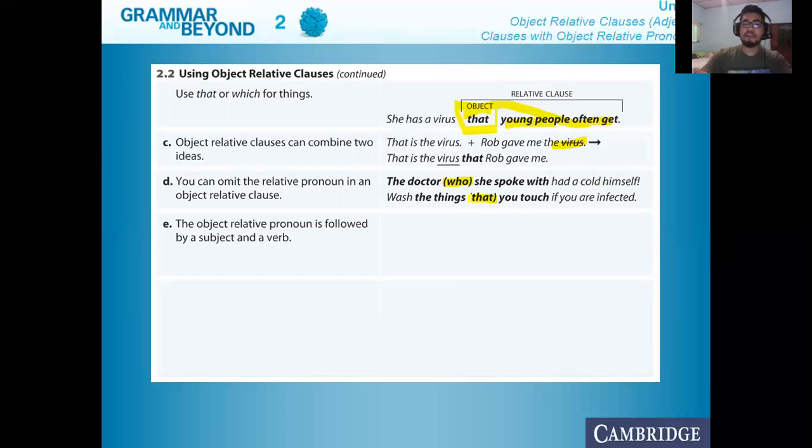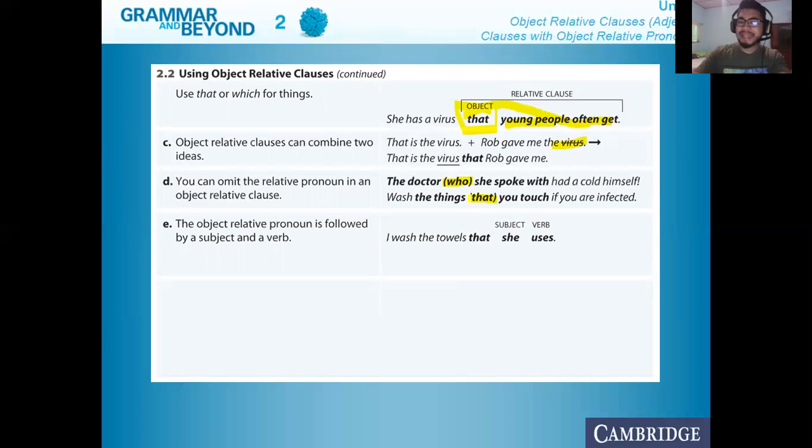So the relative pronoun is followed by a subject and a verb. Something that is going to help you to identify if it is an object relative clause or a subject relative clause is that in a subject relative clause, the relative pronoun normally works as a subject. So that means that after the pronoun, you will have a verb. In this case, no, you will have first the pronoun, then the subject, and after that the verb. That is an easy way to identify if you're talking about an object relative clause or a subject relative clause.